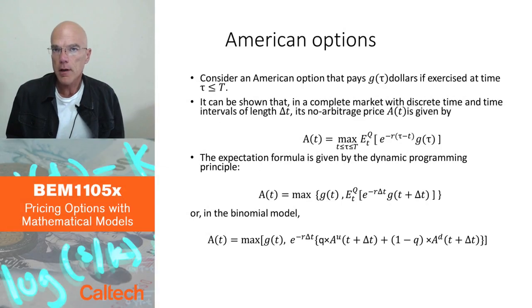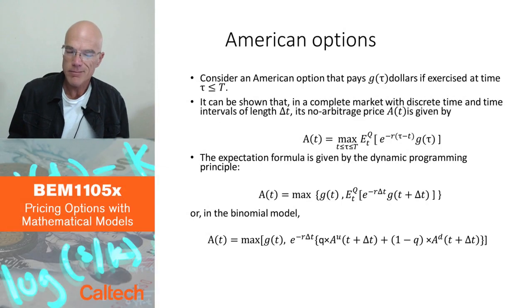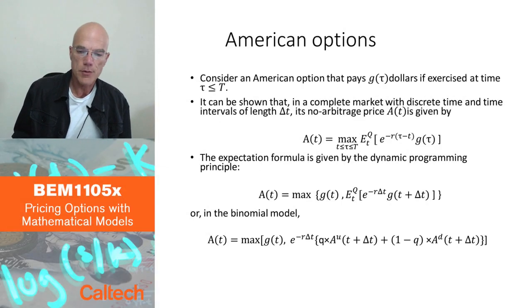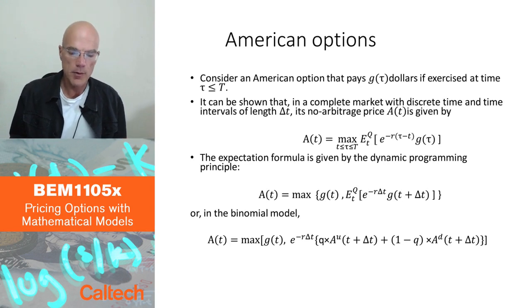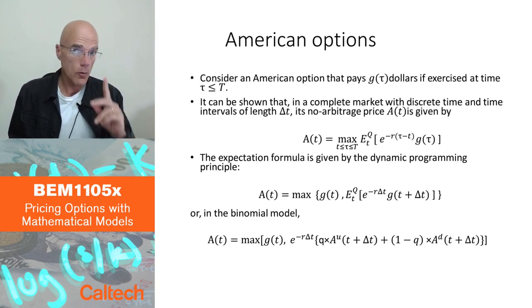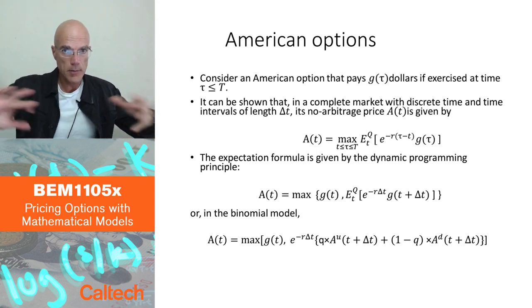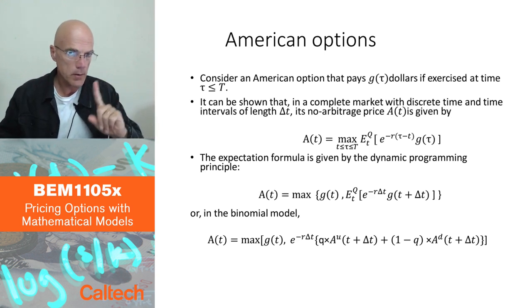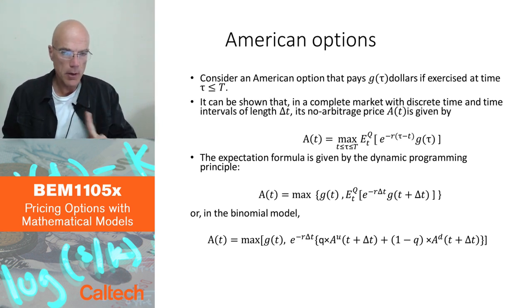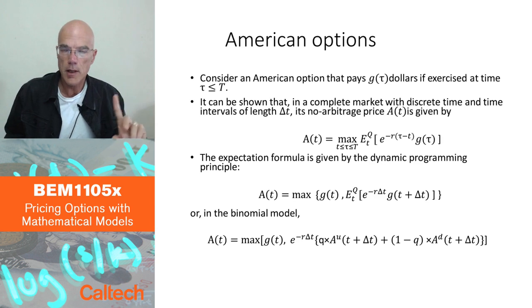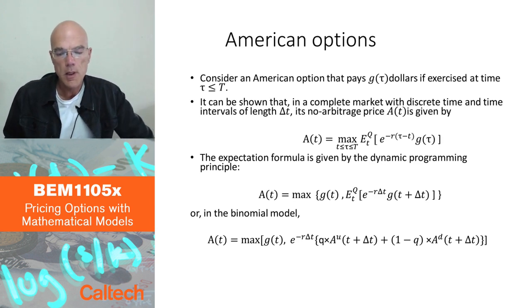In general, American options are much harder to price than European options, but not if you have a binomial tree model. Okay? For one stock only. Binomial trees get complicated if you have many correlated stocks, many trees. But if you have only one stock, an American option in a binomial tree is almost as easy to price as a European option. So let's see how to do that.